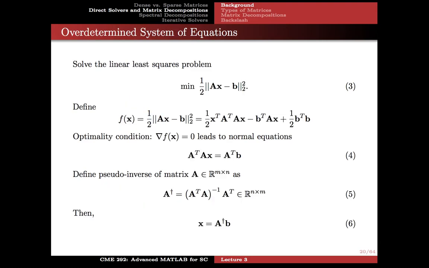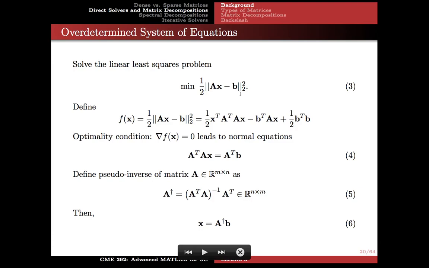Now we will look at the case where we're trying to solve a linear least squares problem. Here, A is no longer a square matrix, but it is a rectangular matrix with more rows than columns, so M is greater than N. We no longer have an exact solution, and so we must minimize the residual subject to some norm. For least squares, we are minimizing the 2 norm.